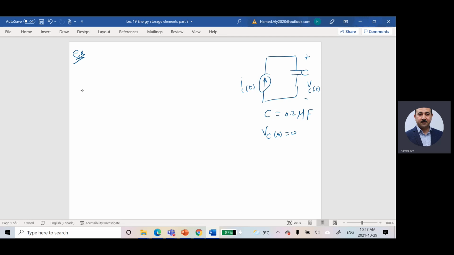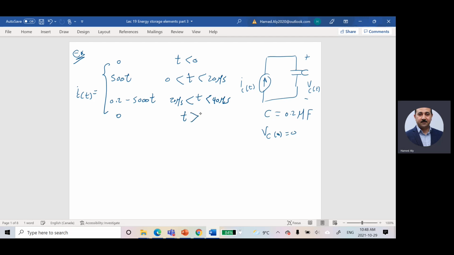He told me that IC of t is defined by this function: 0 for t less than 0, and 500t for t between 0 and 20 microseconds, and 0.2 minus 5000t in case of t between 20 microseconds and 40 microseconds, and 0 for t greater than 40 microseconds.